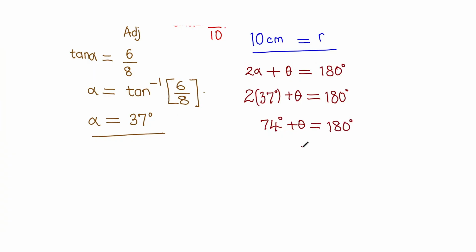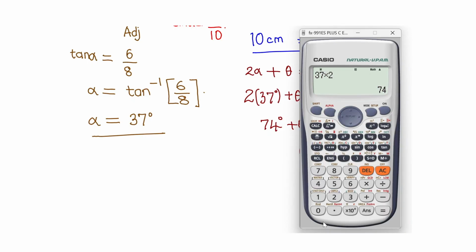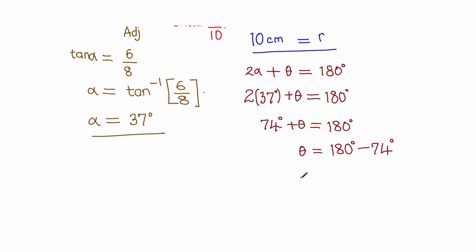So getting theta alone, meaning we have to subtract 74 from both sides. So from the left hand side, 74 will disappear, and we have here 180 minus 74 degrees. Let us subtract this away from 180, and we have here 106. So let's have here our value of theta as 106 degrees.